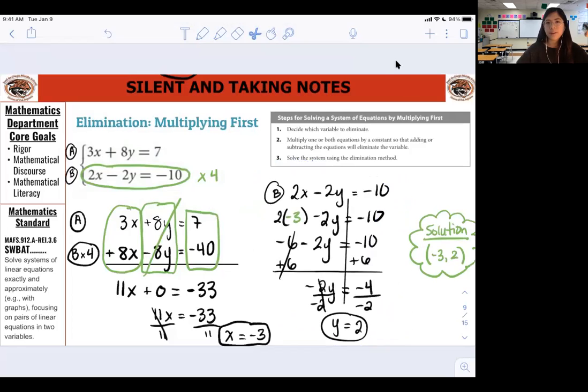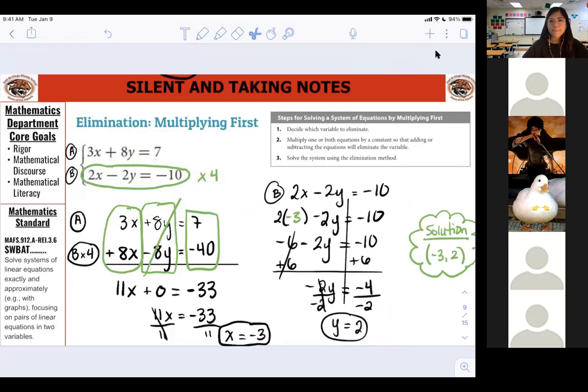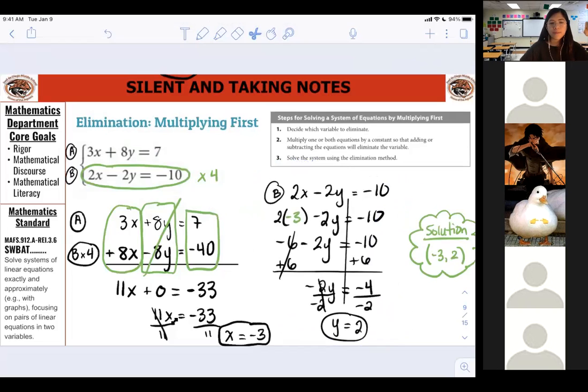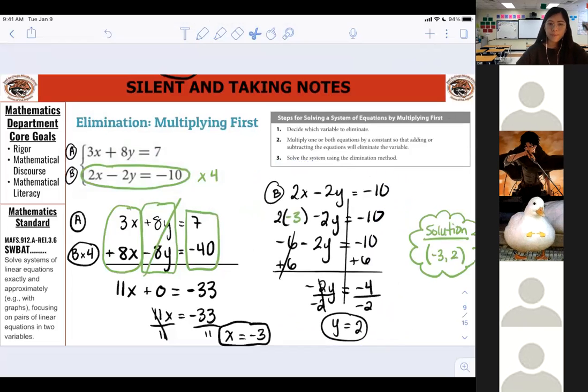okay, let's do a little bit of a poll. I don't think I can actually put up a poll, but just give me a thumbs up if you prefer elimination better than substitution.